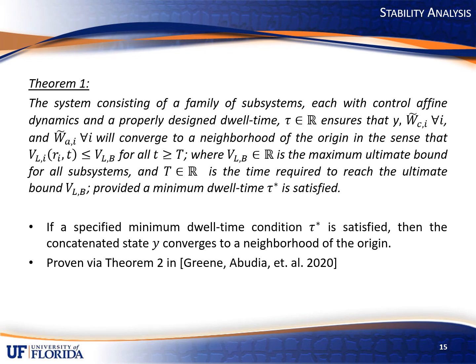And this is Theorem 1 of the paper. Theorem 1 of the paper says that there exists some minimum dwell time tau that each subsystem must satisfy before switching to the next subsystem. And in doing so, this guarantees UUB stability of the overall switching sequence and guarantees convergence of the state vector y to a neighborhood of the origin.